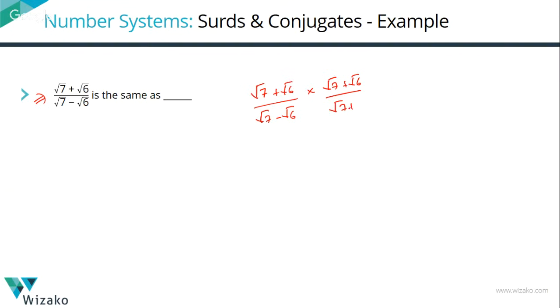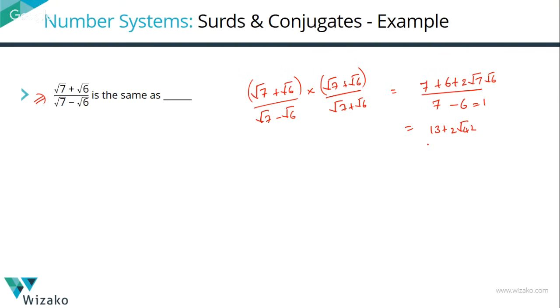So this is what we're going to be left with. The denominator is x minus y into x plus y, which is x square minus y square. So the denominator is very friendly right now. Root 7 square is 7. Root 6 square is 6. So 7 minus 6, the denominator becomes 1. What happens to the numerator? It's x plus y into x plus y, which is essentially x plus y the whole square, which is x square, which is 7, plus y square, which is 6, plus 2 into xy, which is 2 into root 7 into root 6. So the answer is 13 plus 2 root 42 divided by 1.